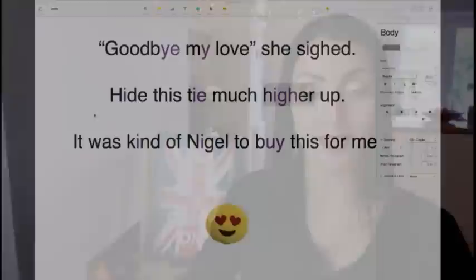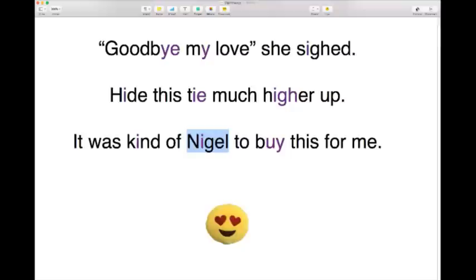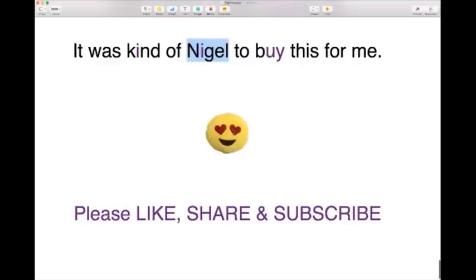And then the final sentence that we have is: it was kind of Nigel to buy this for me. Nigel is a male name in the UK. It was kind of Nigel to buy this for me. And then, of course, I'm giving you guys lots of love, as I do every time I see you. Love, love, love.